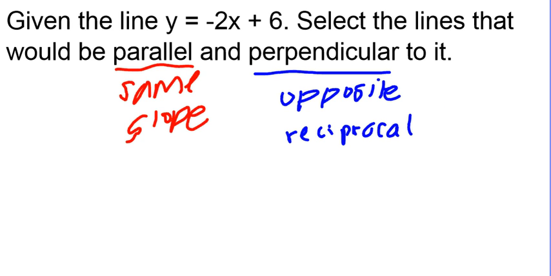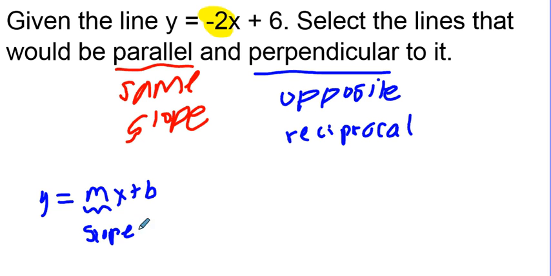So our slope here is negative 2. Now how did I know that? That's because I know my slope-intercept form, which says y equals mx plus b, where m stands for slope. It is always the coefficient in front of the x, or the number in front of the x. It does not include the x, it's just the number in front.